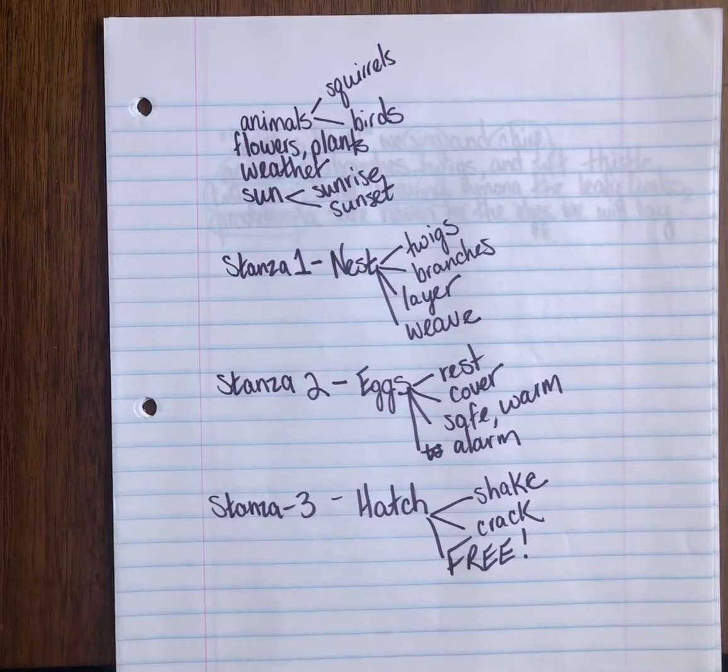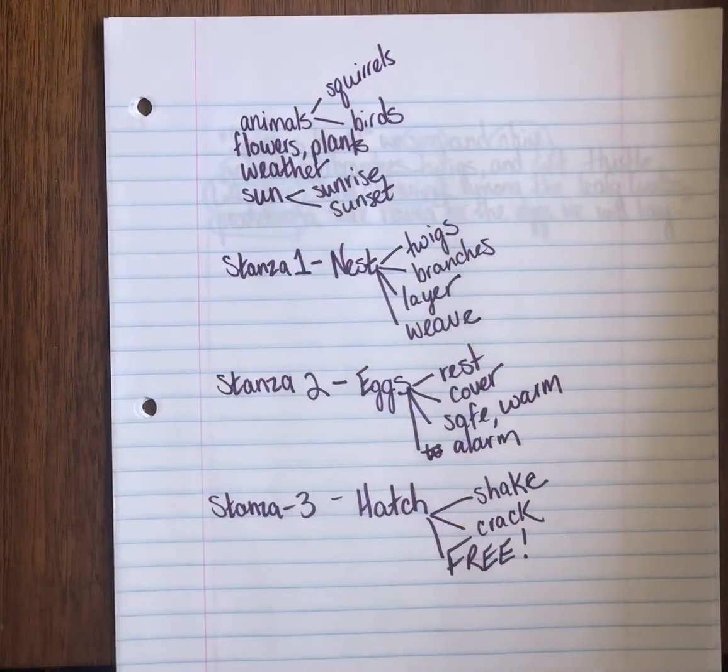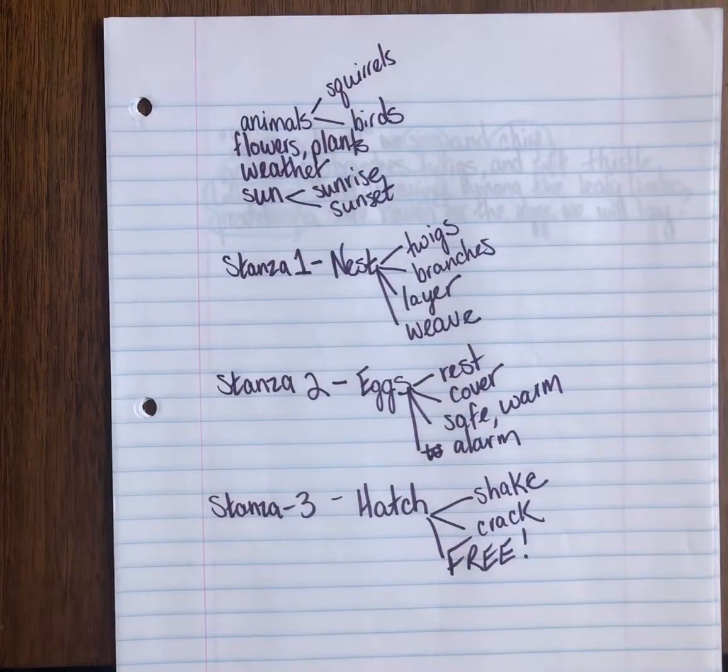Hi everyone. Today our objective is to use sensory details to write stanza 2, which builds upon the actions that took place in stanza 1. Sensory details are words that describe our 5 senses, such as taste, touch, sight, sound, and smell.